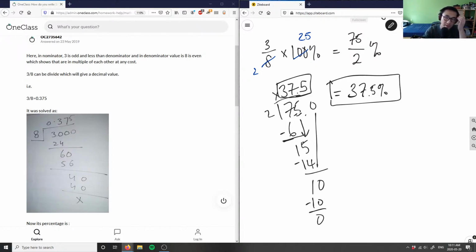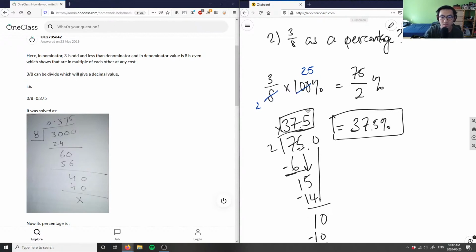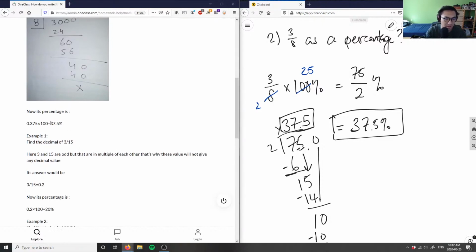I just did mine in one step because I'm allowed to change this into percent. I just have to simply multiply by 100% to change this to a percentage here. And all I had to do was do the long division for whatever 75 divided by 2 is, which is 37.5%. So the solution is correct. As you can see, they got the solution correct as well.